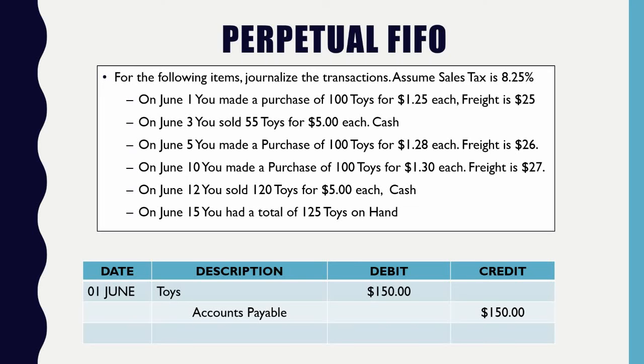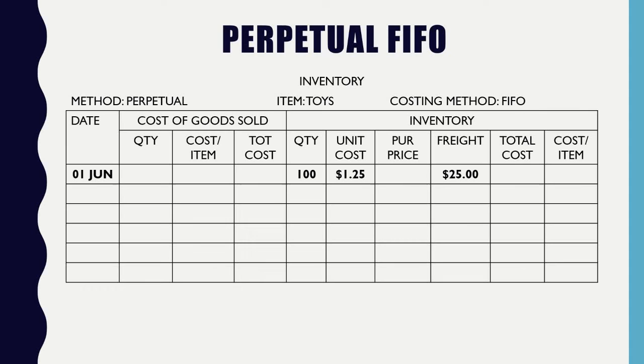So first here we have on June 1st, you made a purchase of 100 toys for $1.25 each with a freight cost of $25. So again, we know how to journalize this. We're going to journalize it as if you're making a purchase of inventory, you're going to put it directly into inventory, including every single cost. Because no matter what cost it is, it's all going to go into inventory. Okay, so here is the journal there, right?